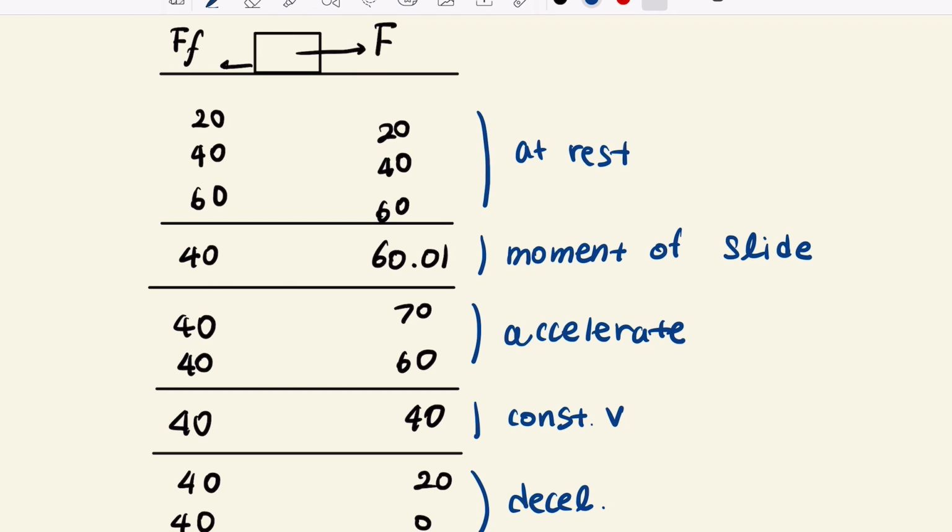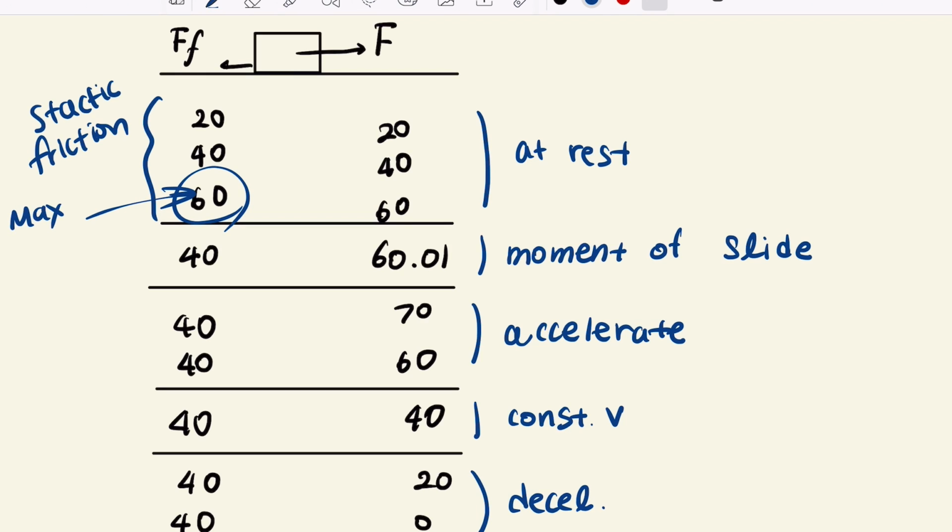So when the block is still at rest, but the force is still increasing, all of these friction forces are called static friction. And that is called the maximum static friction, because it's the maximum static friction right before the block starts to slide.